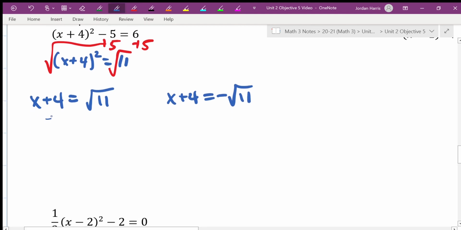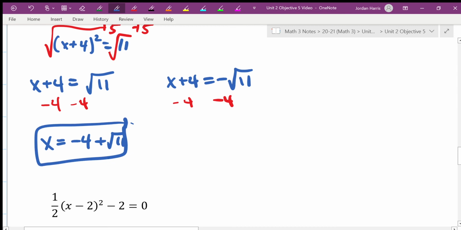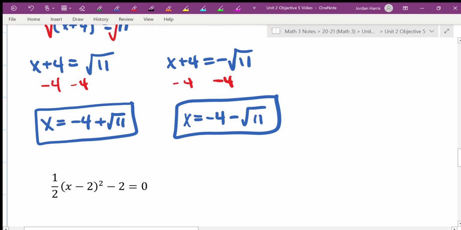So on all of these, I'm going to subtract 4. Use a different color. Remember, when we subtract or add, we can only combine like terms. One is a root, one is not. So this is negative 4 plus the square root of 11. They do not combine. They are unlike terms. So be careful about that. This one is negative 4 minus the square root of 11. They are unlike terms. Okay, but they may be unlike, but they are still real. There's no square root of a negative number. There's no i. These are two real solutions.